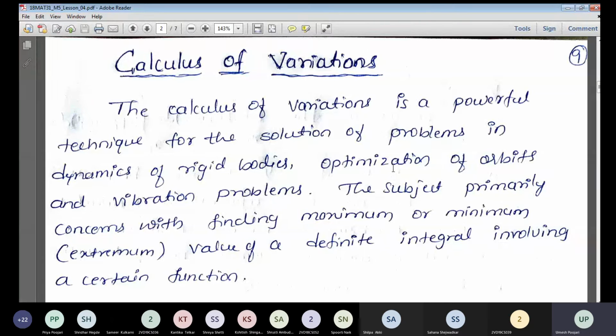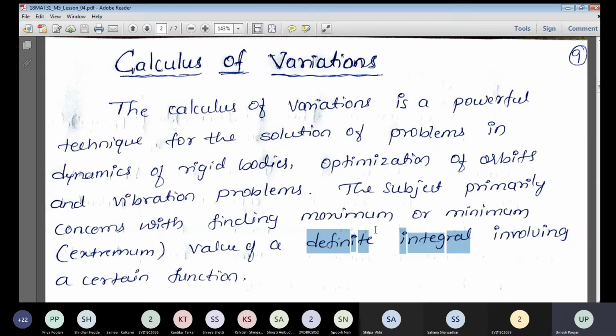Now we have a continuation of that. If you know those basic concepts, this will be very easy to understand. So the subject is primarily concerned with finding the maximum or minimum, in general we say extremum value, of a definite integral involving a certain function. So this is the change in what you are going to study here. In first semester or PUC you had studied how to find the maximum or minimum of some function.